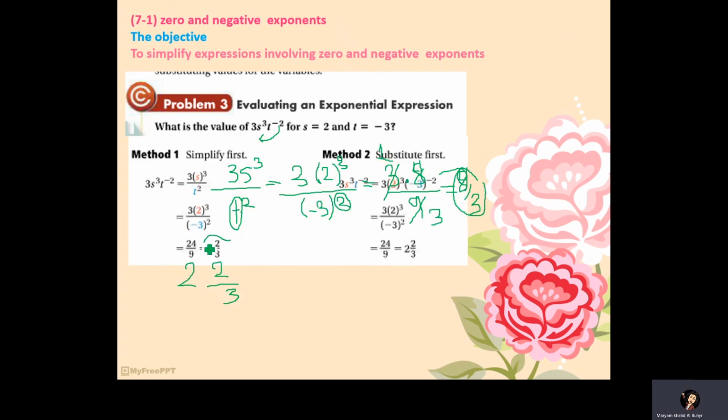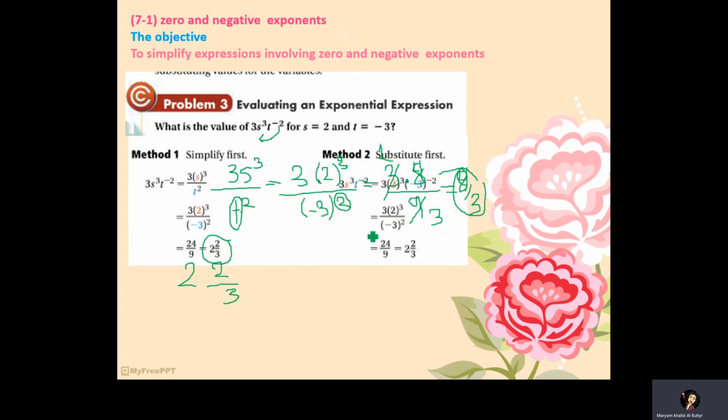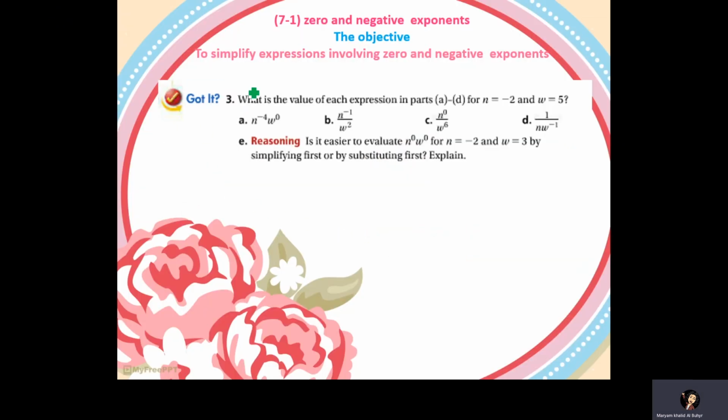That's it. They did not, why they got a 24 over 9? They did not simplify like this. They directly multiply this one. Multiply 3 times 8, which is 24 over 9. That's what they did. Let's substitute here. So again, my advice for you, if you have something similar to this one, try to simplify first, then substitute.